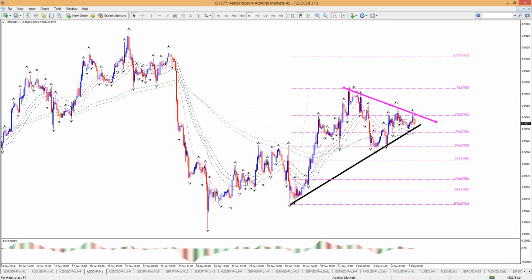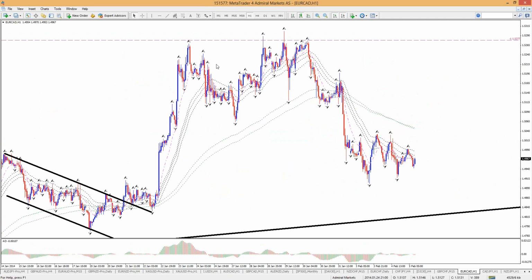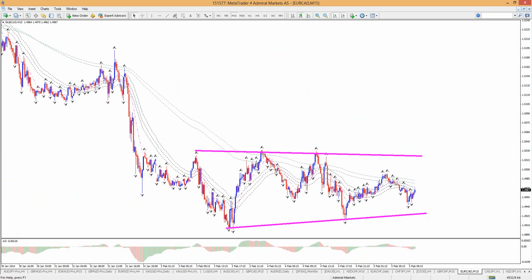Alrighty, next one. EuroCAD. EuroCAD. Let's take a look at this. Looking for downside potentially upon the break of this consolidation, right? This is a 1 hour chart. We got a clear consolidation here. Looking for a break and continuation of that consolidation, just like the euro dollar, to the downside.